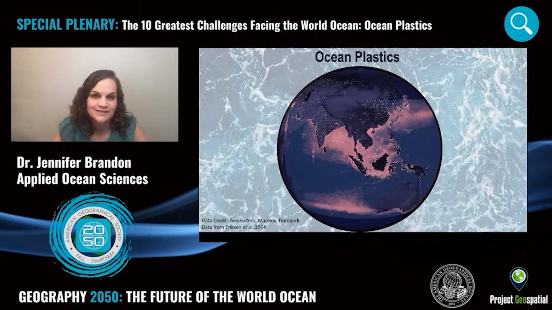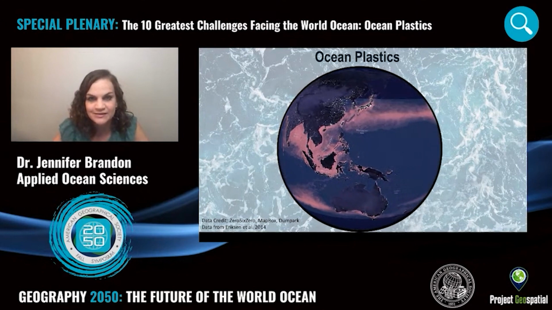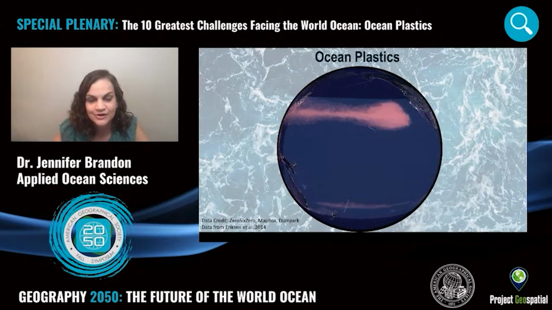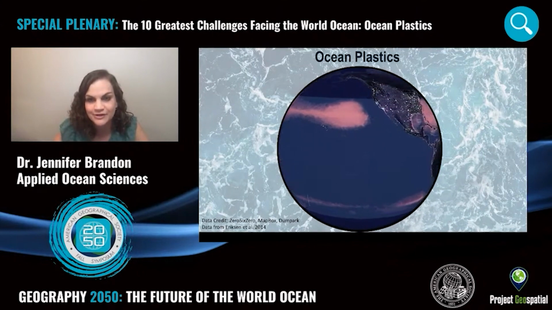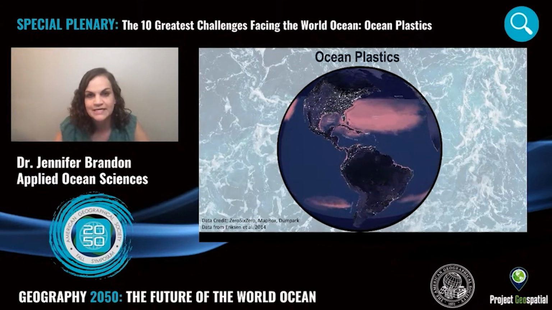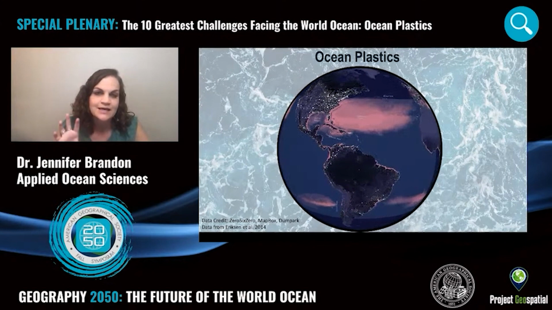Hi, my name is Dr. Jennifer Brandon. I'm a biological oceanographer who studies plastic pollution in the ocean. As you can see from this globe, ocean plastics are a worldwide problem. We find them around the ocean, but especially concentrated in the 5 subtropical gyres. So in this diagram, you'll see the pink areas that are concentrated in the middle of the ocean. Those are the subtropical gyres where the plastic concentration is the most dense on the surface ocean. I'm going to talk a little bit about how the plastic gets there and why it's so concentrated there.